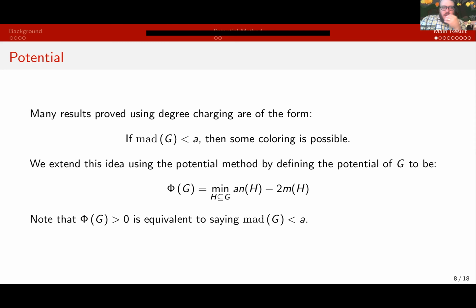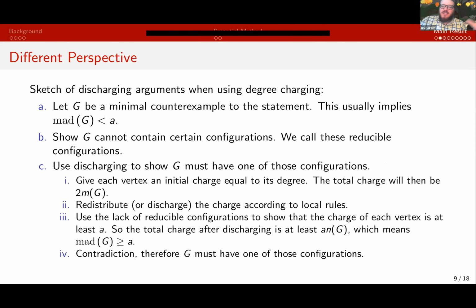But in particular, if we look at discharging, this is just a sketch of how a discharging argument works. You usually say you want a graph that is a minimal counterexample to the statement. So it has that maximum average degree bound, but it can't be colored. You show it can't have certain configurations. These are things that could be removed from the graph. Color the rest of the graph because it's a minimal counterexample, so the rest of it can be colored. Then when you put it back, you can extend the coloring to these things.